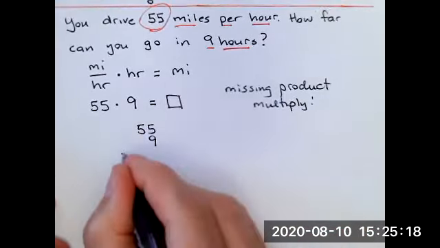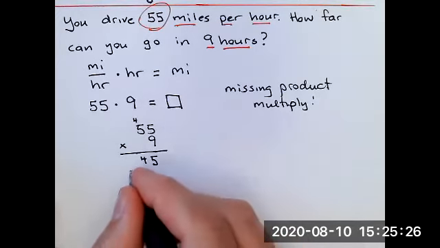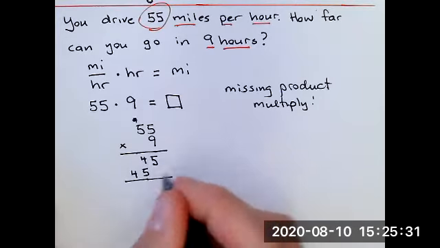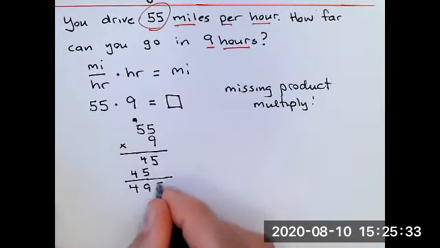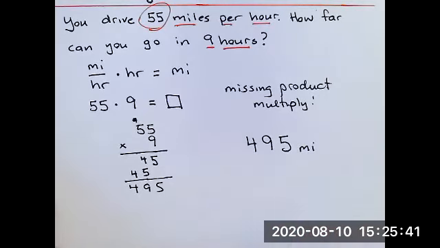So 9 times 5, 45. So the total distance that we can travel in 9 hours is 495 miles.